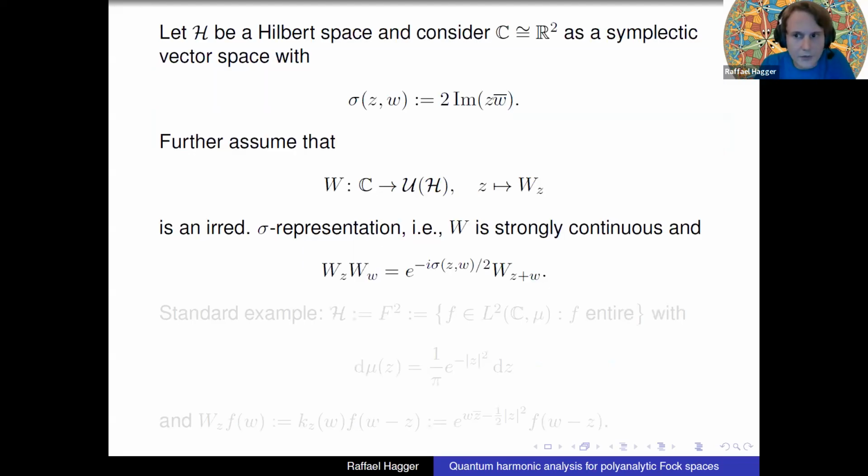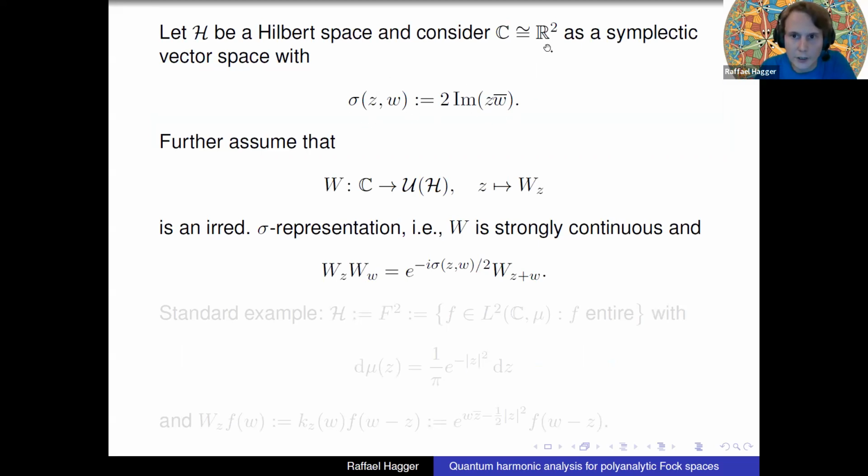Okay, so let's start with some quantum harmonic analysis. So what we need here is a symplectic vector space, and to make it very simple, let's just take R^2 with the standard symplectic form here.